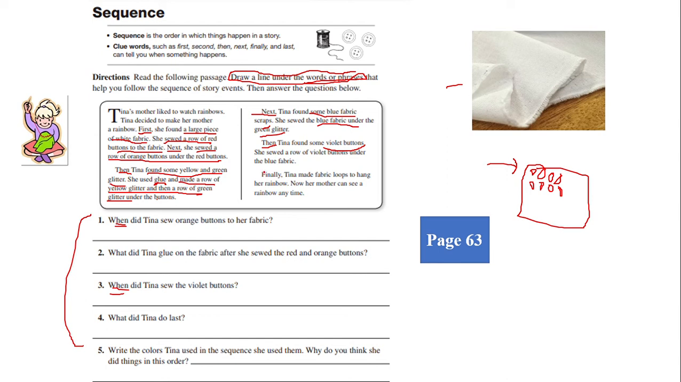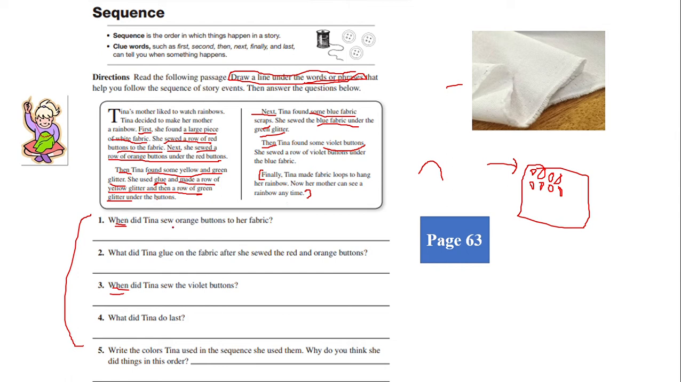What did she do? The last thing, she made fabric loops. In case you don't know what loops is, it is the thread or rope used for hanging things, okay? So she used it to hang the rainbow. Now her mother can see a rainbow anytime. Why? Because she likes rainbows. Now we will look at the questions.